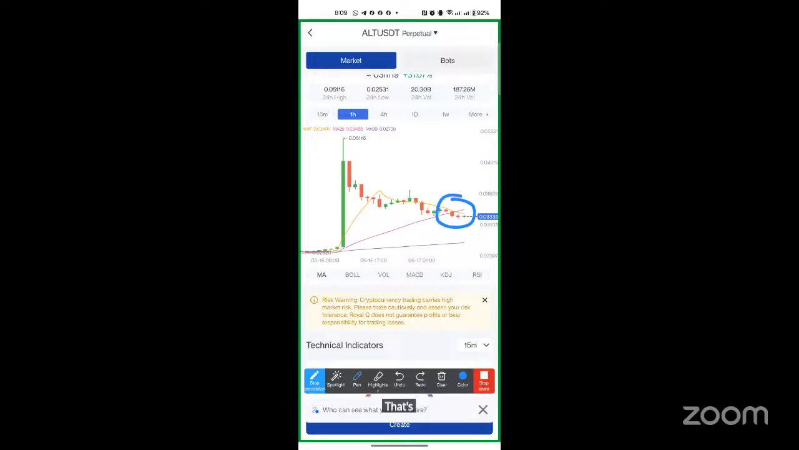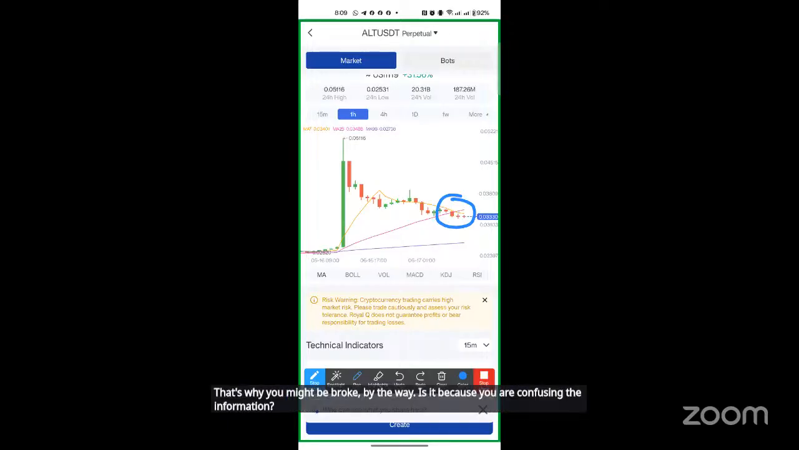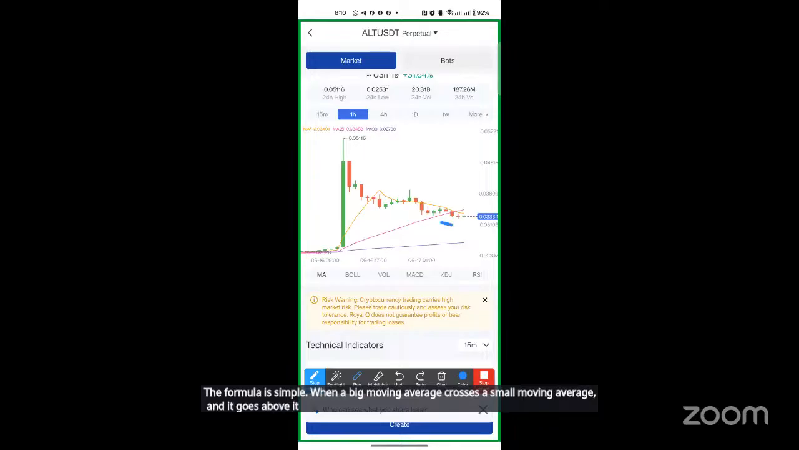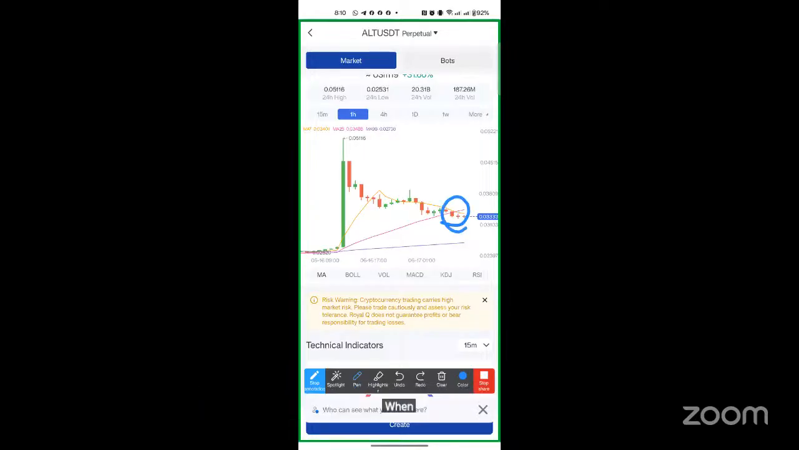That's why you might be broke, by the way. It's because you are confusing the information. The formula is simple. When a small moving average crosses a big moving average and goes above it, this is called a golden cross. When a big moving average crosses a small moving average and goes above it, it's called a death cross. How many have understood? You now know what a golden cross is. You now know what a death cross is.